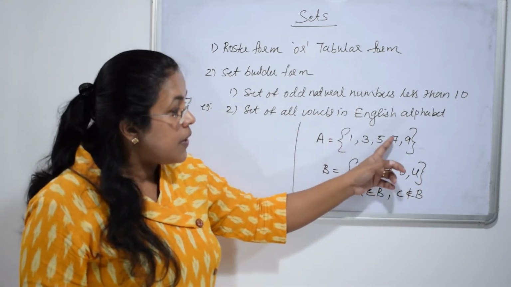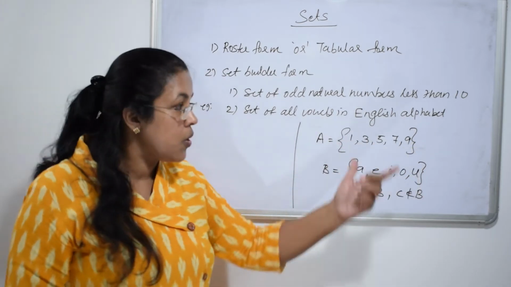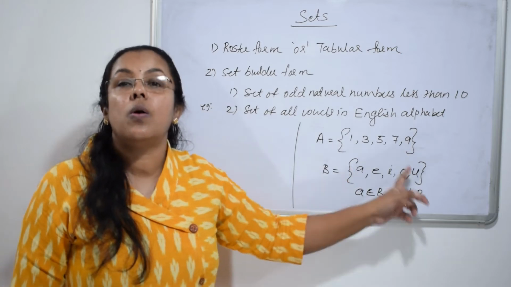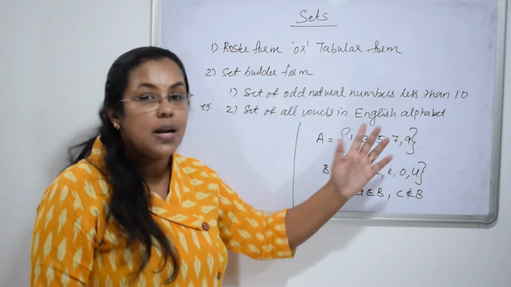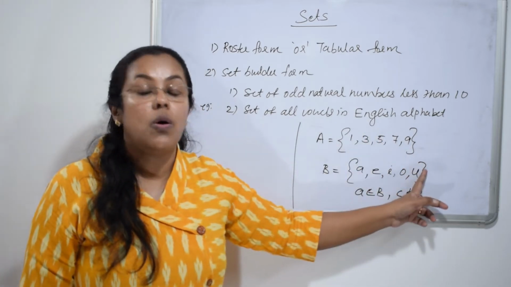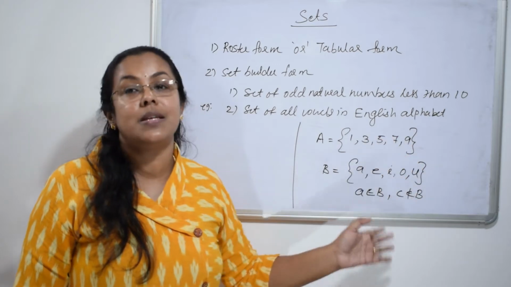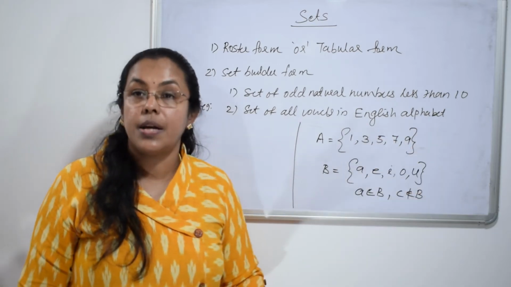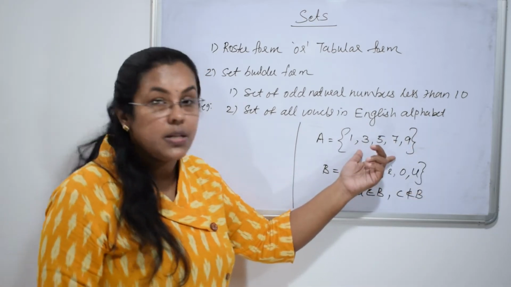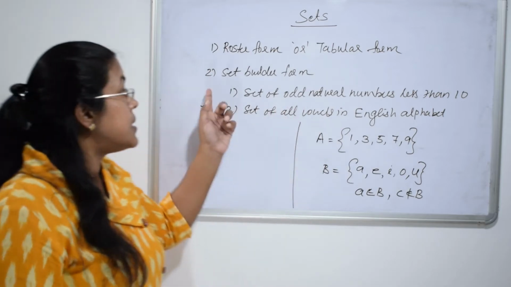1, 3, 5, 7, 9. What is the common property? All are odd numbers and they are less than 10. They are odd natural numbers but they are less than 10 because 11 is not here. So how can we write it in set builder form?